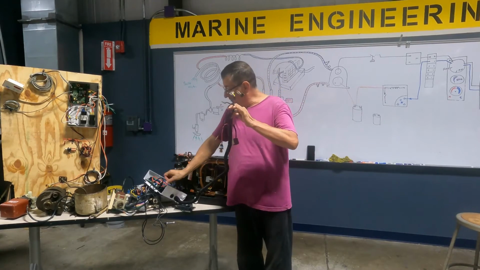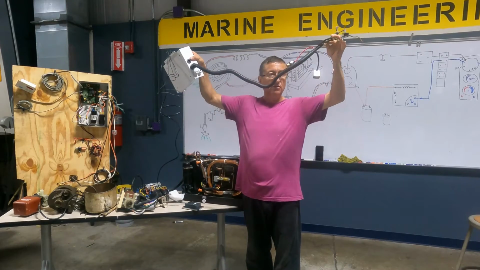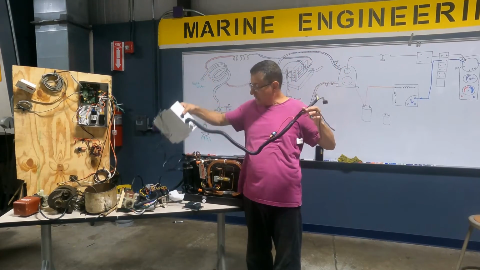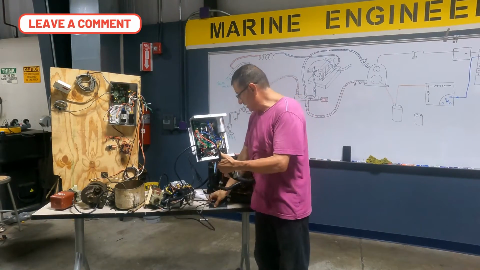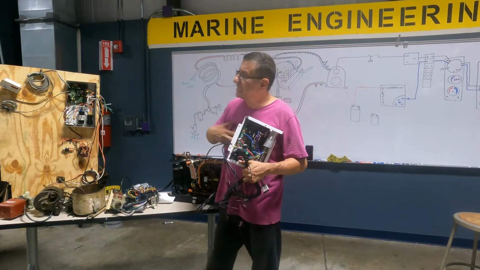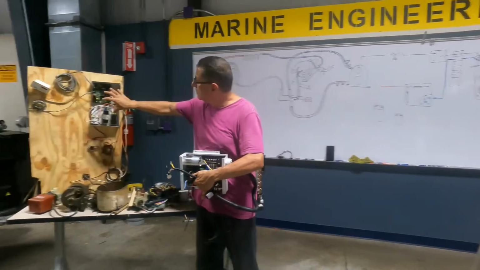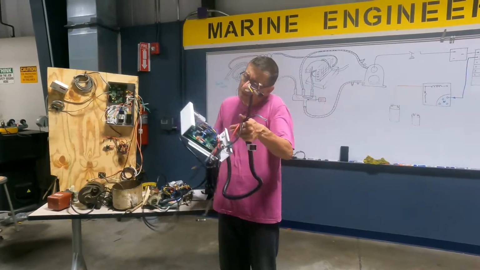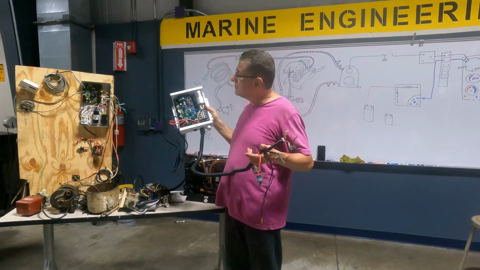This is the typical harness. When you order the harness, you receive this. You receive the control box, the harness, and the thermostat. What is the main difference between this harness and this one? This one is the old version, and this is the new version. But basically, it's the same. It's pretty similar.